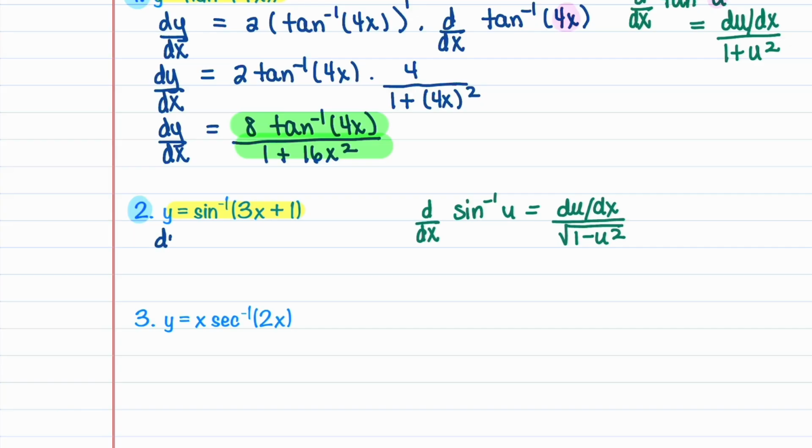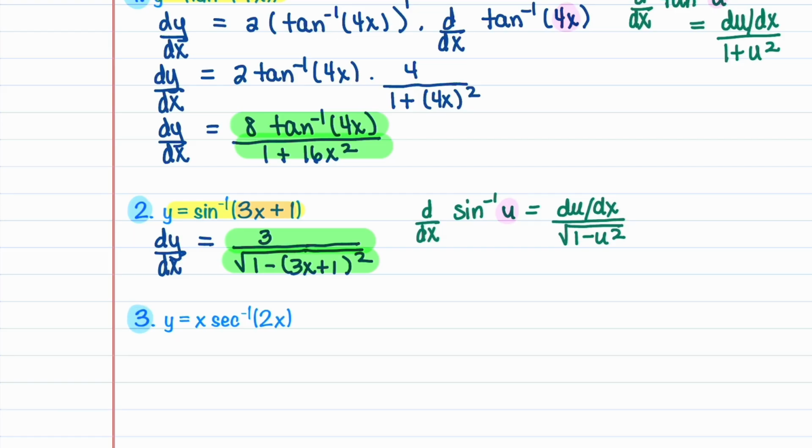So our derivative dy/dx is equal to the derivative of u. This is u, 3x plus 1. So the derivative of 3x plus 1 is just 3. That goes on the top. And then in the denominator, we have the square root of 1 minus (3x plus 1) squared. We could multiply out our denominator, but it's standard to just leave it in that form. And we'll highlight this because that is our final answer.